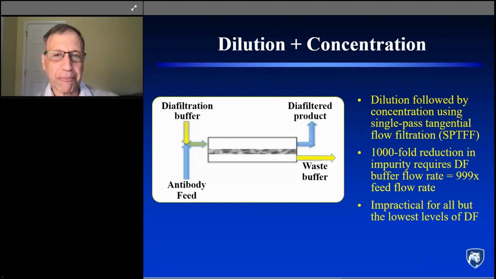That's completely impractical. First, it would require way more buffer than one could ever utilize as part of a purification process. And secondly, reconcentrating the antibody by a factor of 1,000 in a single pass through a membrane module is currently well beyond the technology of even the best membrane modules that are available commercially.